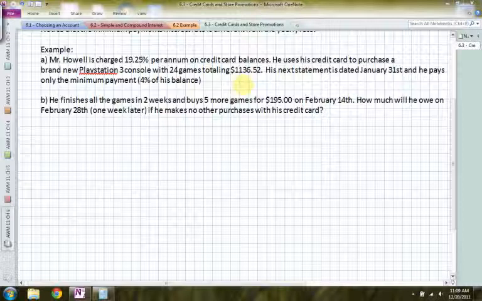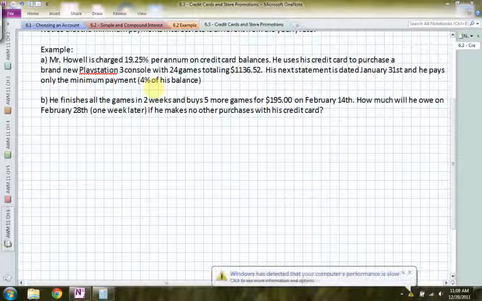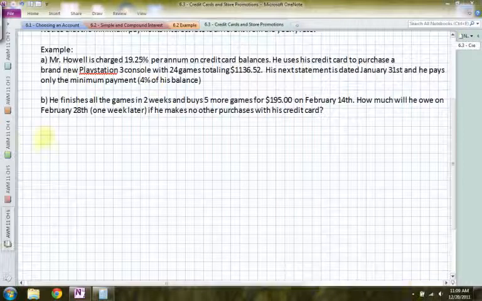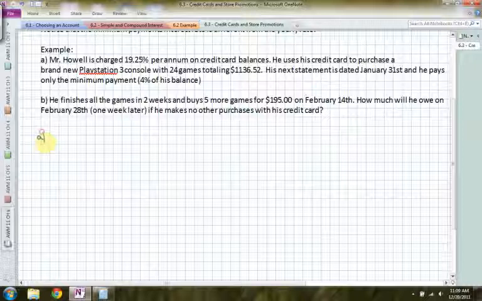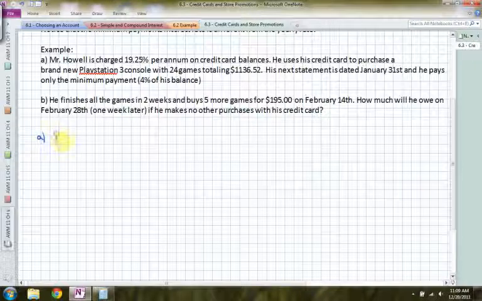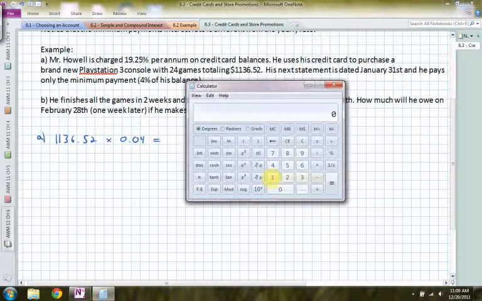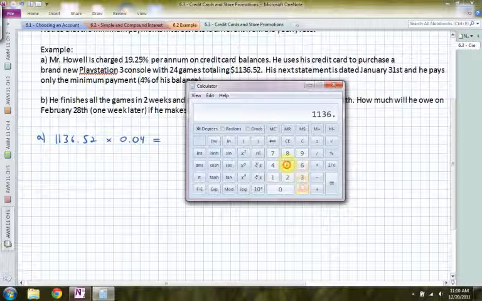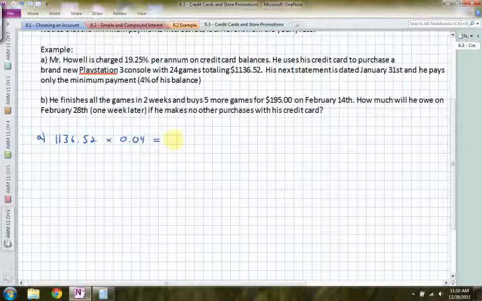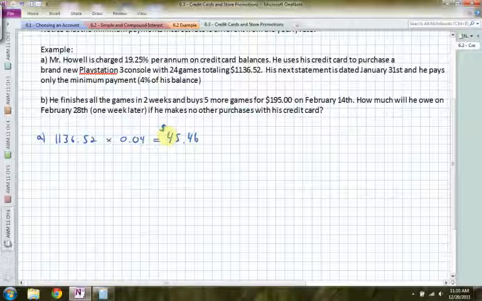of $1,136.52 and him paying only 4% of the balance. So for part A, we have $1,136.52. We're going to times that by 0.04. So 1136 times 4% is $45.46. So that's the payment he's going to make as of January 31st.